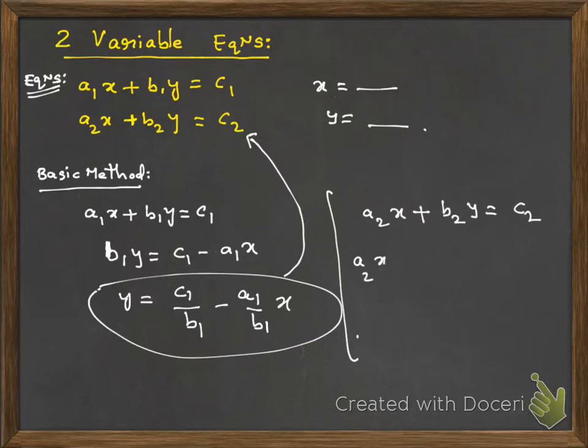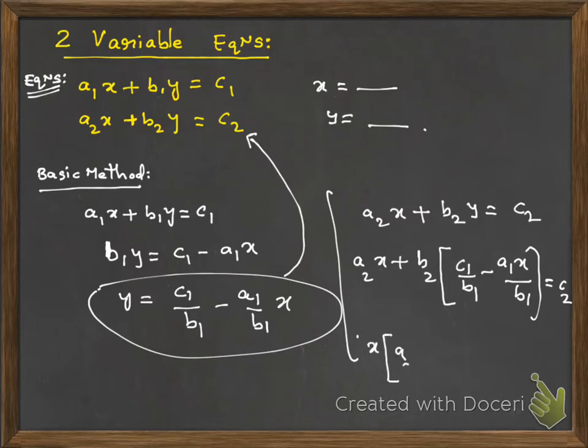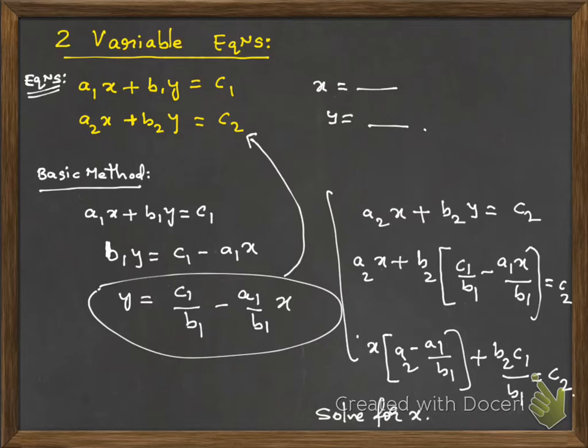If you do that, you will get a2x plus b2 into (c1 by b1 minus a1x by b1) is equal to c2. Now take the terms which are common. Out of x you can take a2 minus a1 by b1 times b2, plus b2 times c1 by b1 is equal to c2. Now solve for x from this equation. That will give you the value of x, because all the others are constants. Once you get the value of x, substitute it back to get y.